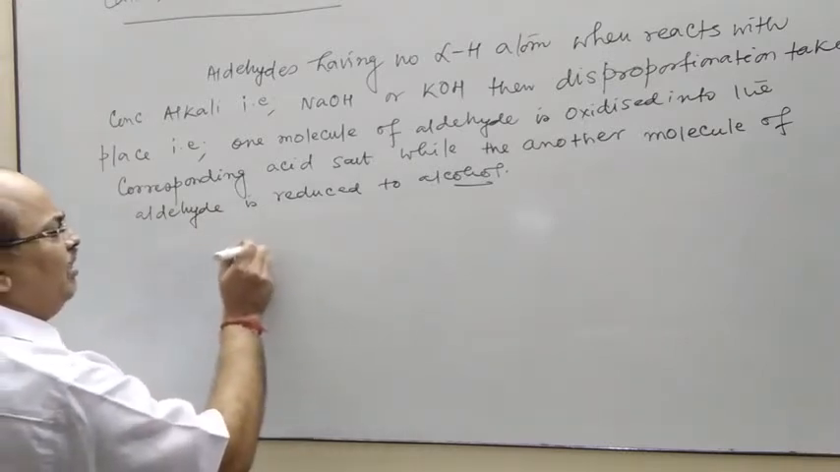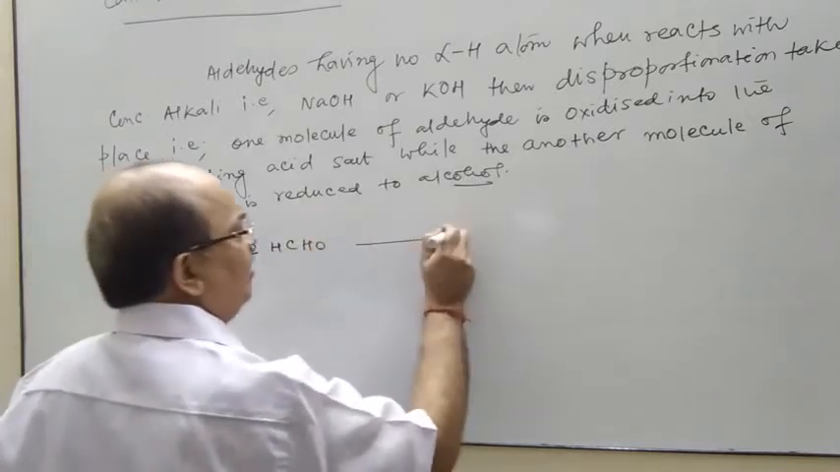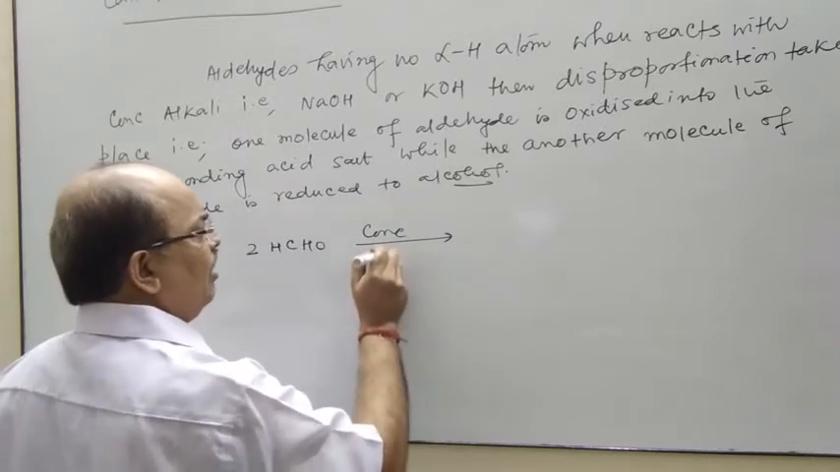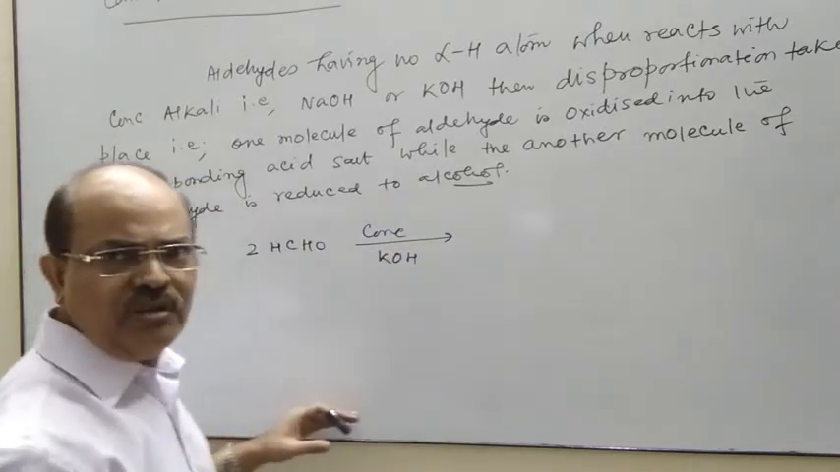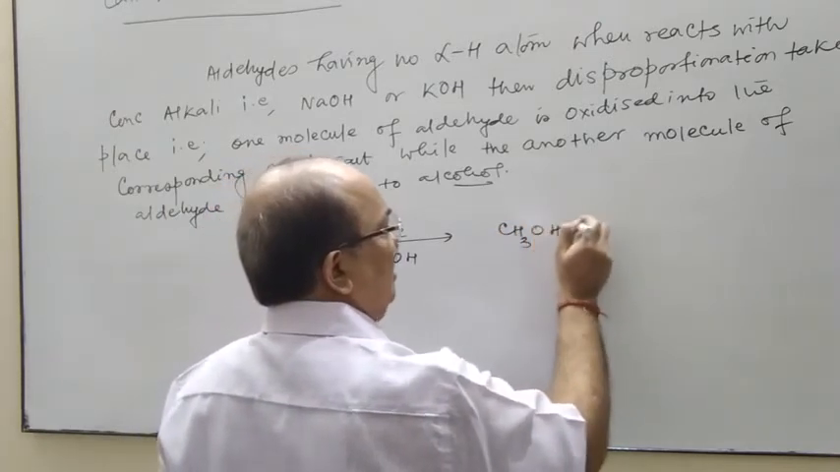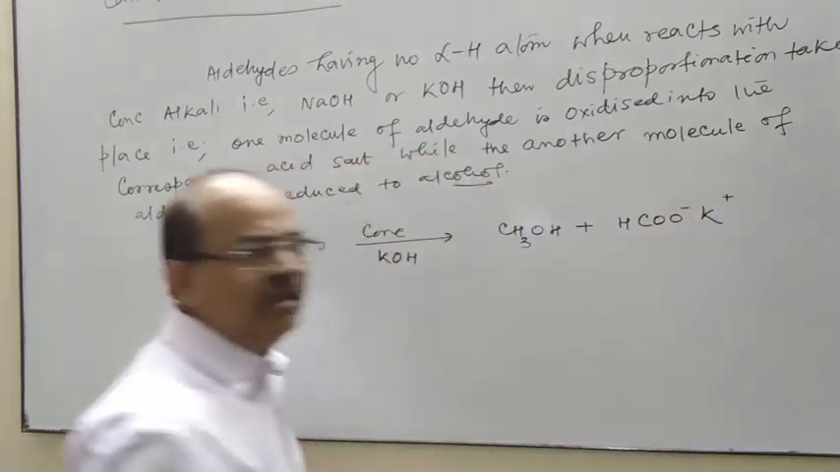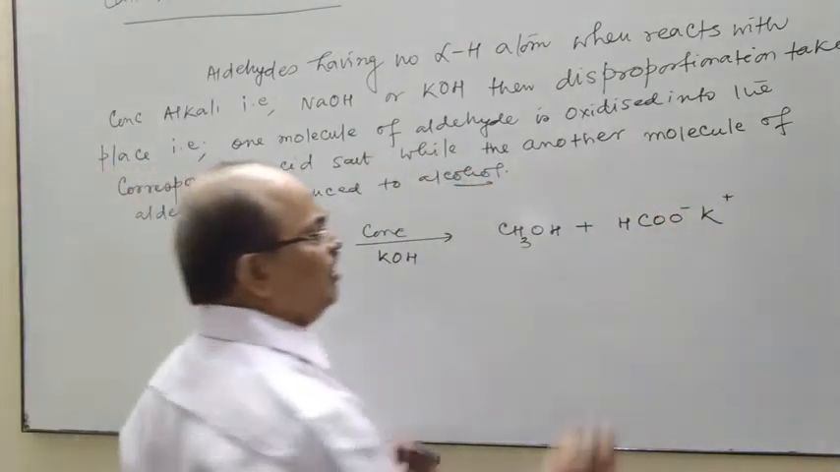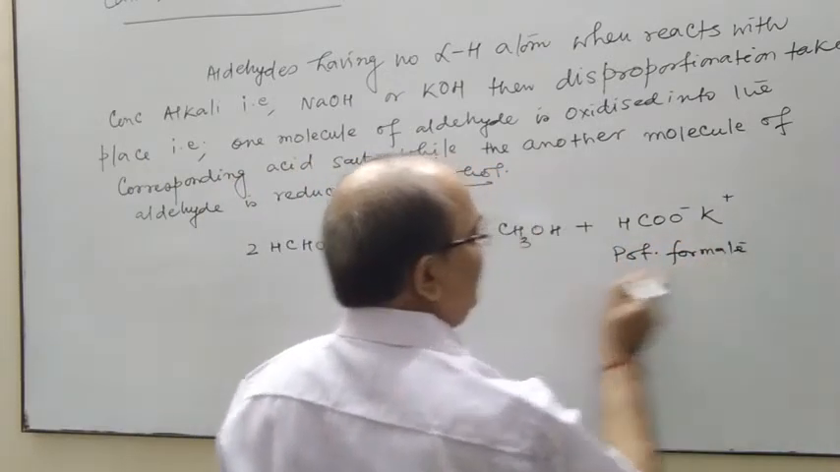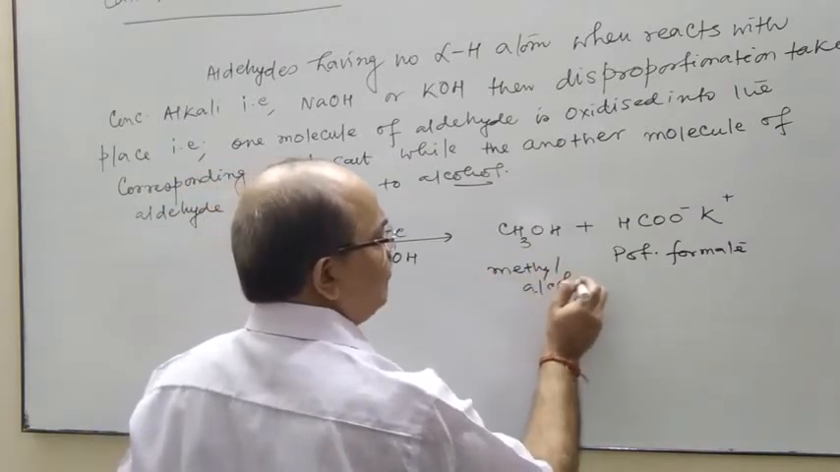For example, if we have 2 moles of formaldehyde, when it reacts with concentrated alkali such as concentrated KOH, then one molecule of formaldehyde is reduced to methyl alcohol. However, the other molecule will be oxidized to potassium formate. This is the methyl alcohol.